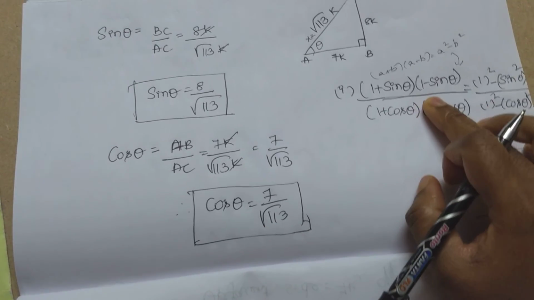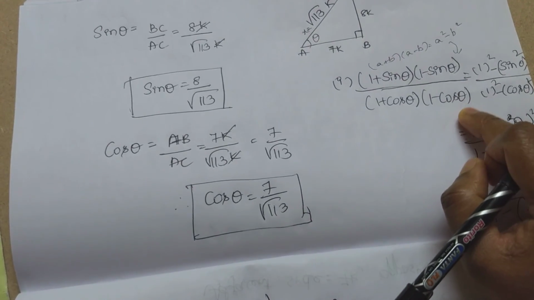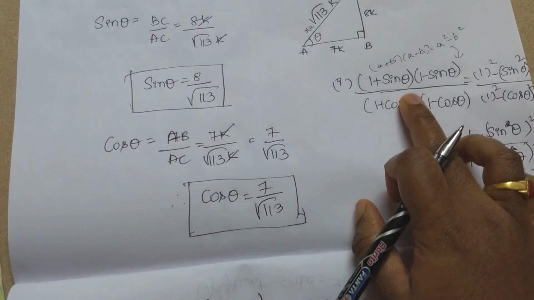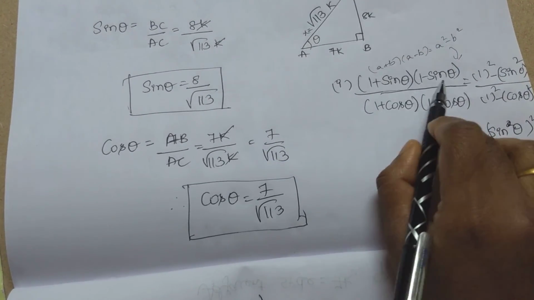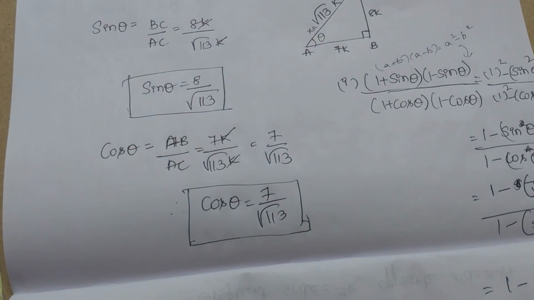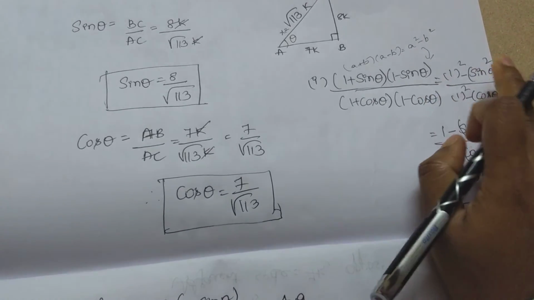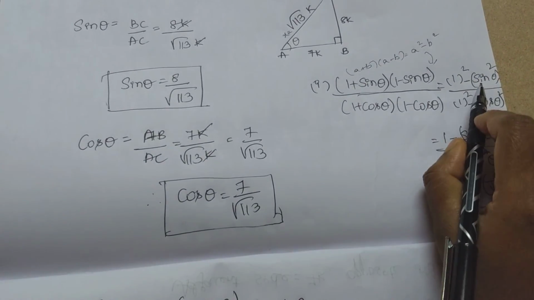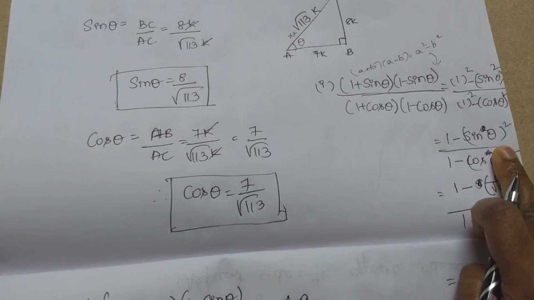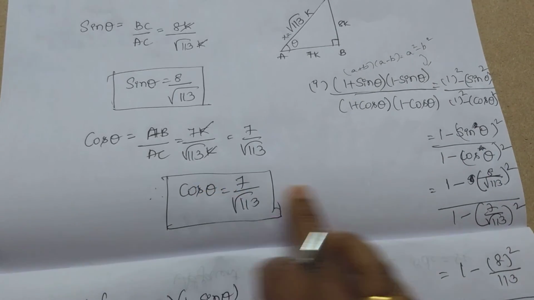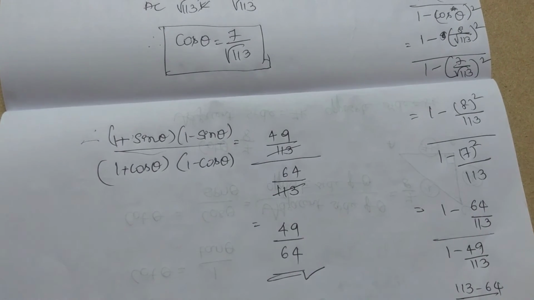So from this, let's solve first sub question now. 1 plus sin theta into 1 minus sin theta by 1 plus cos theta into 1 minus cos theta. So this is in the form of a plus b into a minus b, because a and b values are same here for both the brackets. Correct? So here a plus b into a minus b can be written as a square minus b square. So 1 square minus sin theta whole square. So 1 square minus sin theta whole square. So in the place of sin theta, just substitute the values. In the place of cos theta, just substitute the values. Simplify that and you'll get the answer as 49 by 64.